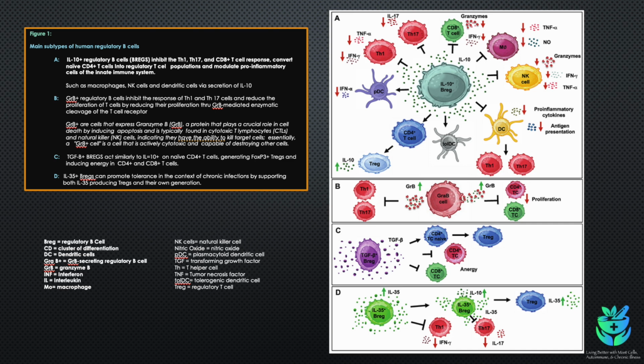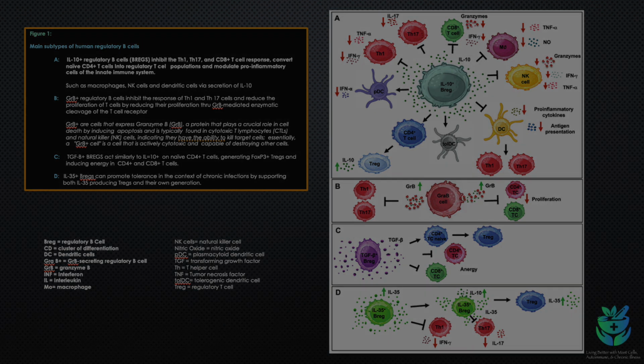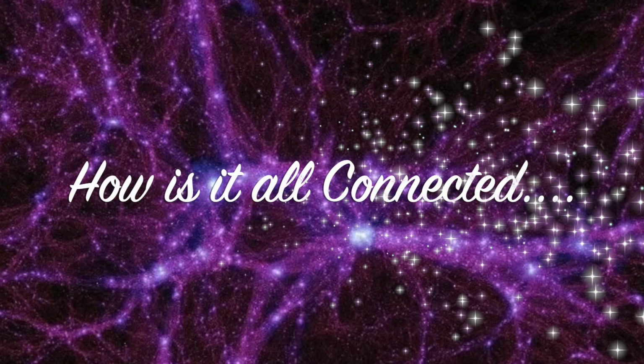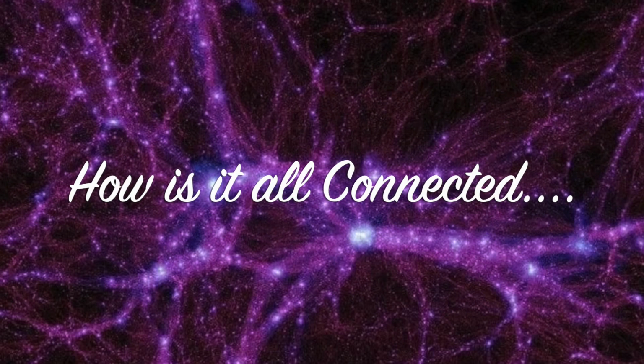So this diagram shows how the main types of regulatory B cells interact with your other immune cells and what they do. I am not going to go in depth into this today because I do not want to confuse you any more than you probably already are. So please pause the video to look this over, or you can find this in the cycle of illness immune system slides. It's that time again for How Is It All Connected?